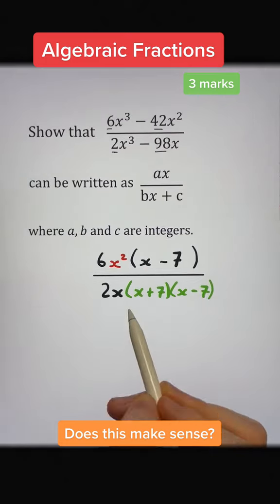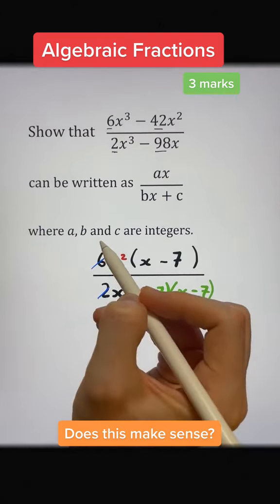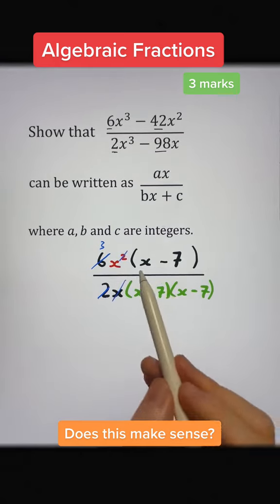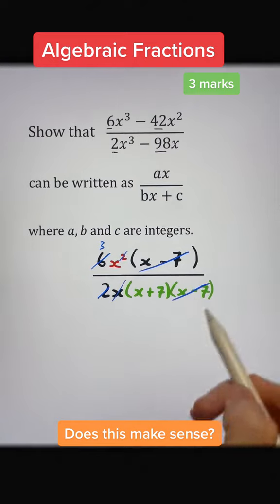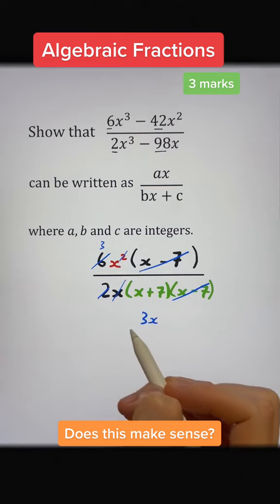Simplify my fraction. I know 6 over 2 will give us 3. I know x squared divided by x will give us single x. And I know x minus 7 over x minus 7 will cancel. Therefore, I'm left with 3x on the top over x plus 7 on the bottom.